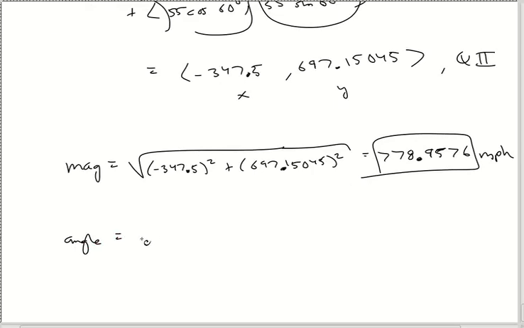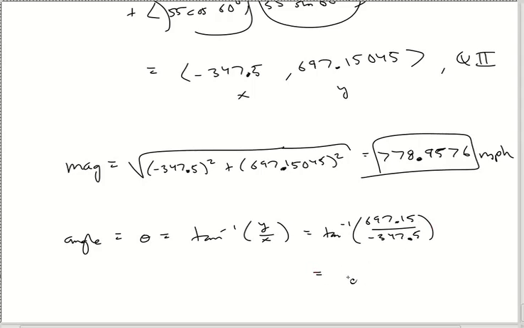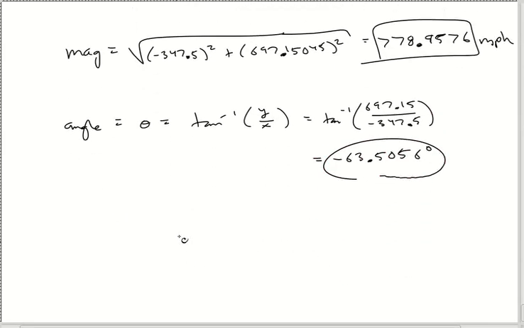Well, remember that my angle, theta, is going to be arctangent of y over x, yeah? Well, let me go and put that in. So arctangent of my y over my x. I probably kept a couple more decimals whenever I did the math here. And I got an angle of negative 63.5056 degrees. Now hold on a second.